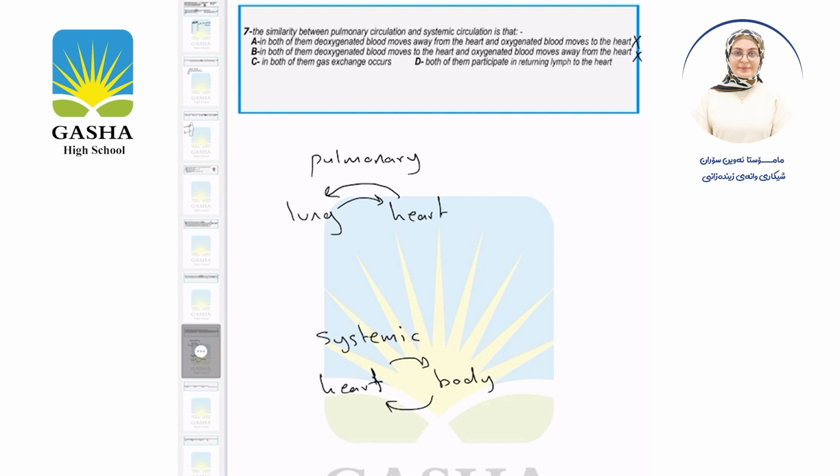C, in both of them, gas exchange occurs. Yeah, it's true. In both of them, gas exchange occurs. D, both of them participate in returning lymph to the heart. This one is false, because the only system that returns lymph to the heart is the systematic circulation. So the true answer is C for question 7.